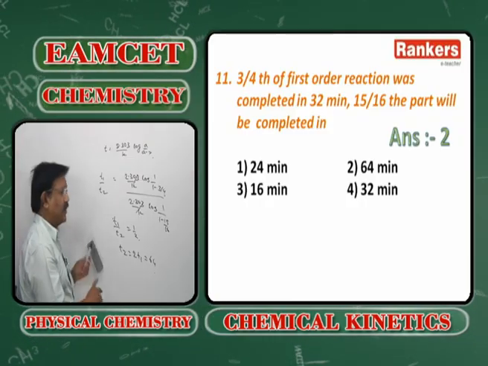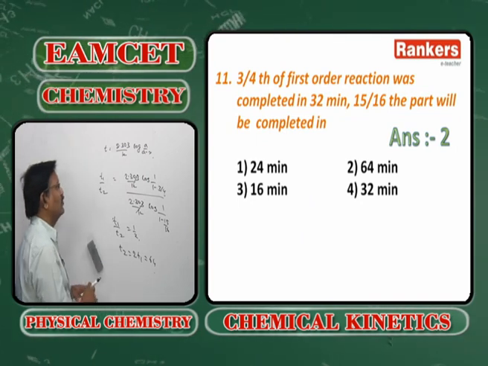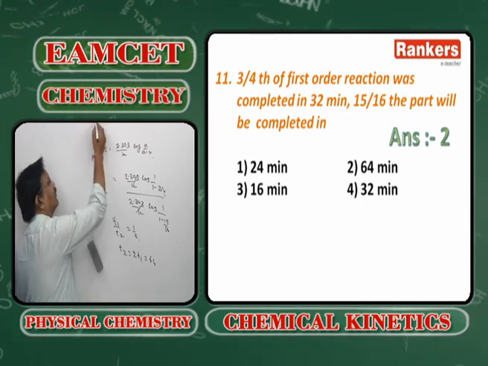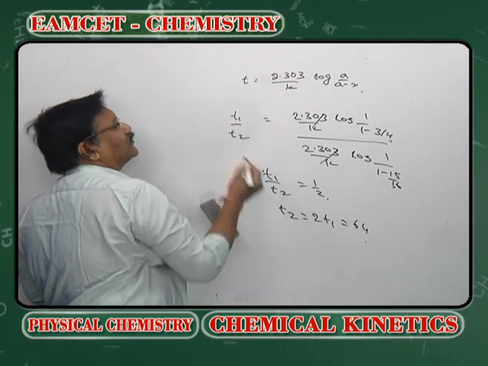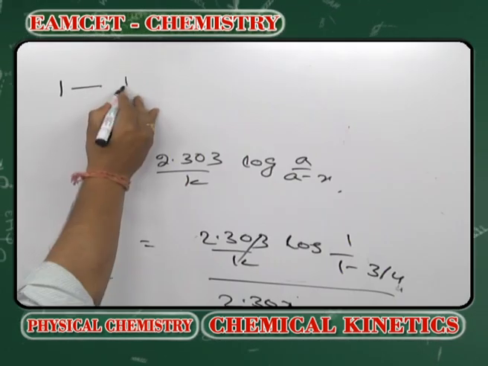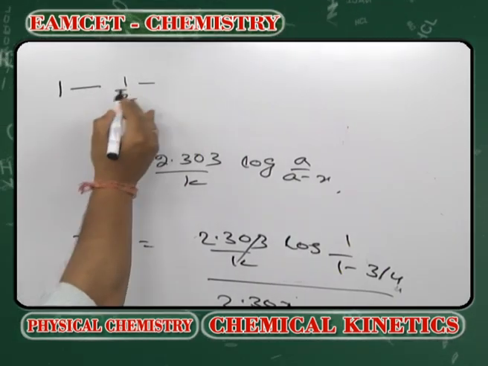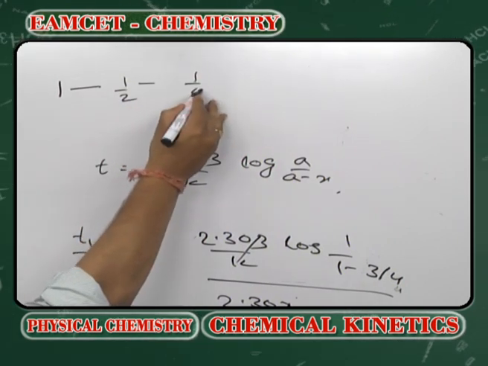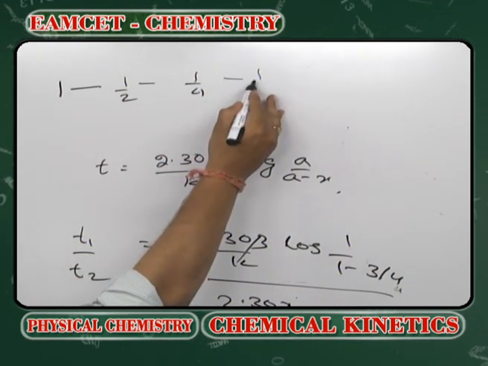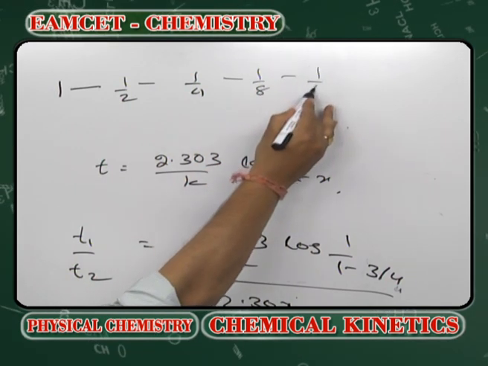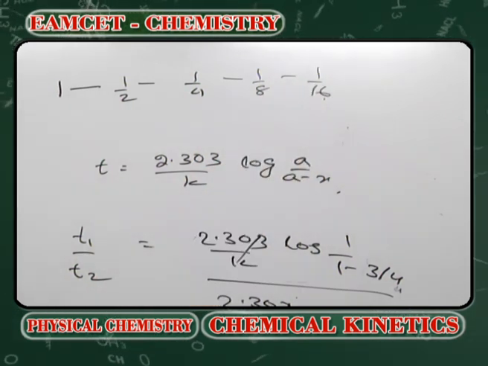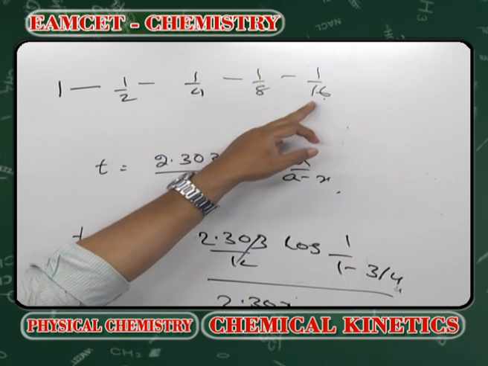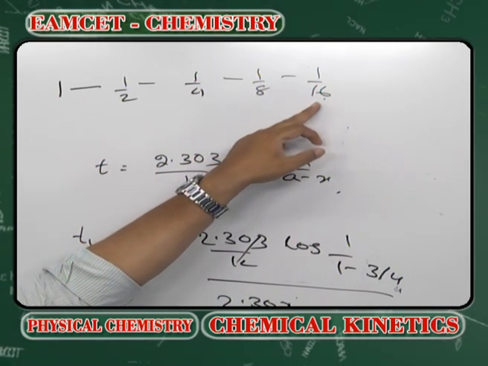What is the alternate way to do this problem? For a first order reaction, when 3/4 of the reaction is completed, the concentration goes 1 by 2, 1 by 4, 1 by 8, 1 by 16. When 15/16 part is completed, the final concentration will be 1 by 16.